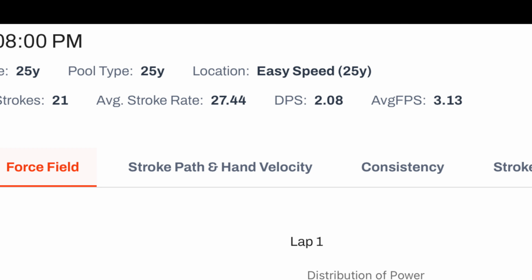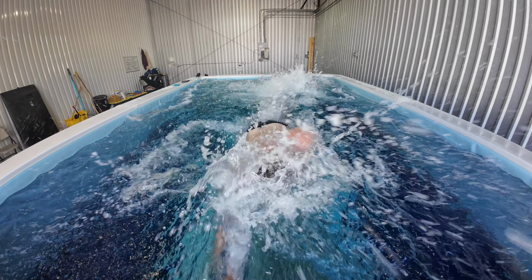So these are all important elements of the stroke that you want to keep in mind, because that one number just does not tell the entire picture. So what we want to look at now is the 51.